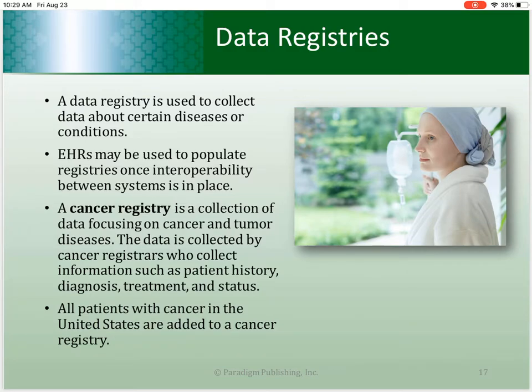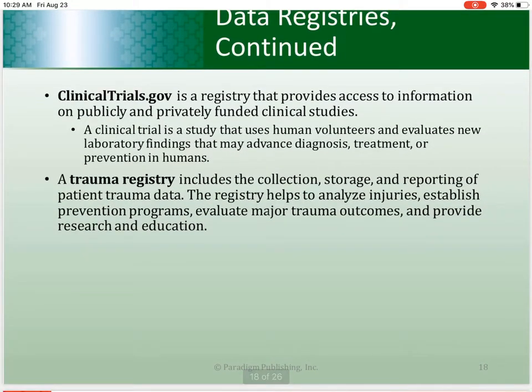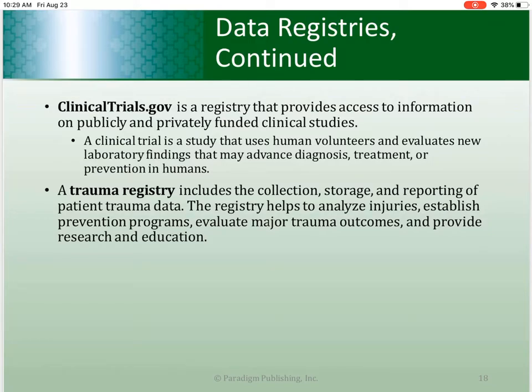All right, clinicaltrials.gov is also a registry, and it is a registry that provides access to information on publicly and privately funded clinical trials. Clinical trials evaluate new lab findings that may advance diagnosis, treatment, or prevention in humans. And so these clinical trials are basically studies that use humans as their test subjects. You volunteer if you have a certain condition to try a new medicine, try a new therapy, and then they collect that information.